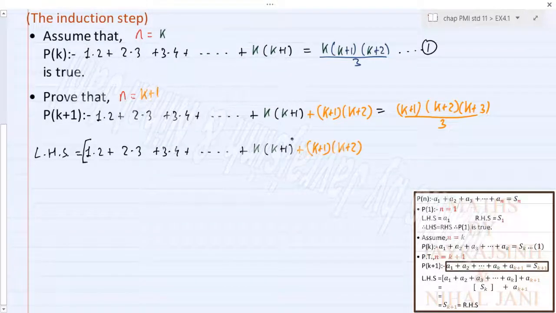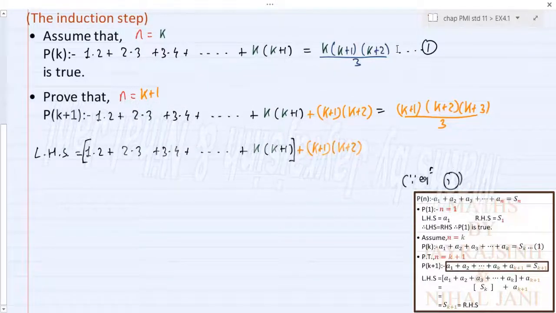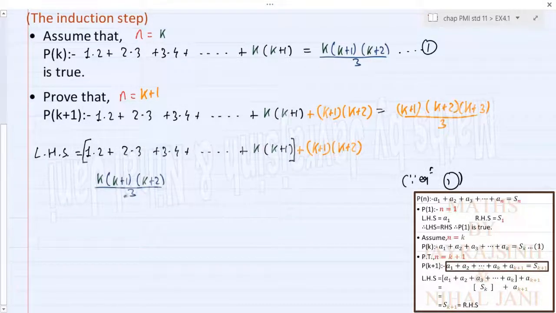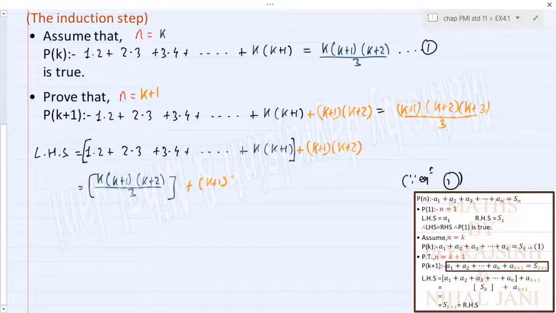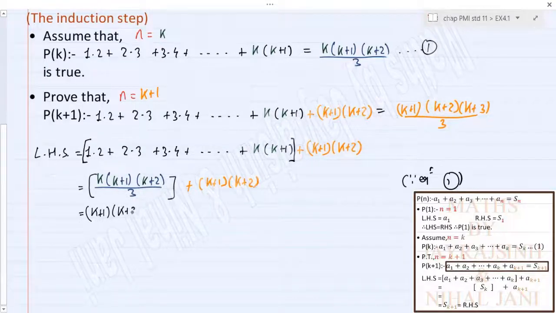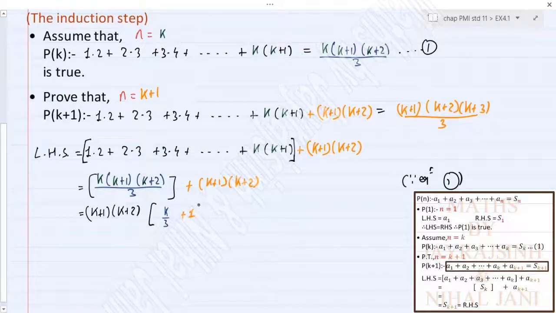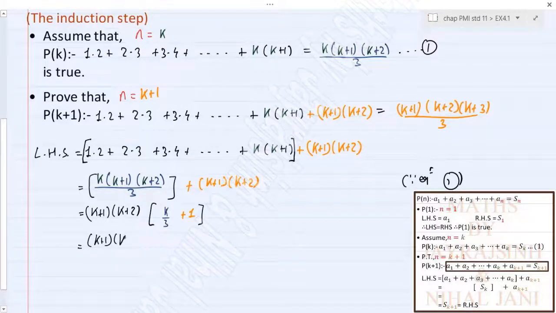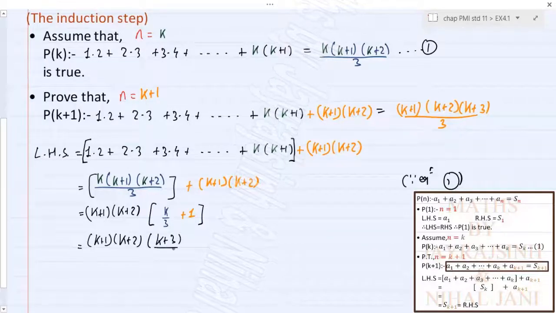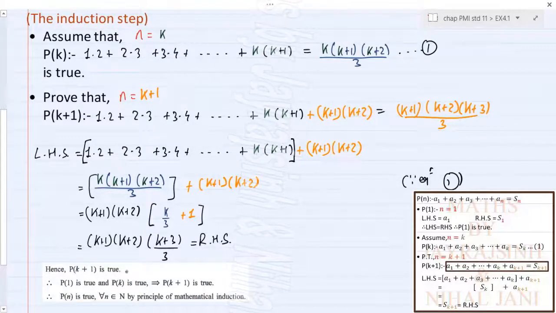Now we already know the summation of the first k terms from equation number 1. We can say its summation is k into k plus 1 into k plus 2 by 3, and k plus 1 and k plus 2 will be as it is. To simplify this, we can take k plus 1 and k plus 2 common. So the remaining terms are k by 3 plus 1. In further simplification, k plus 1 and k plus 2 will be as it is. If we take the LCM of 3, we will get k plus 3 by 3, which is your required right hand side. So p of k plus 1 is also true.